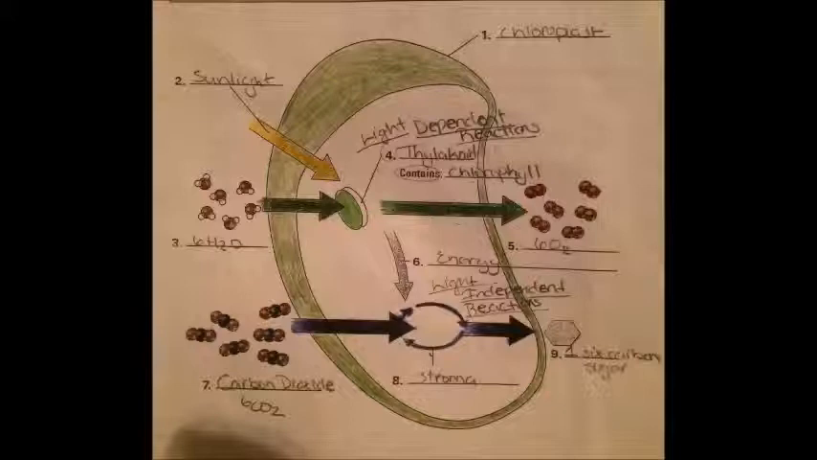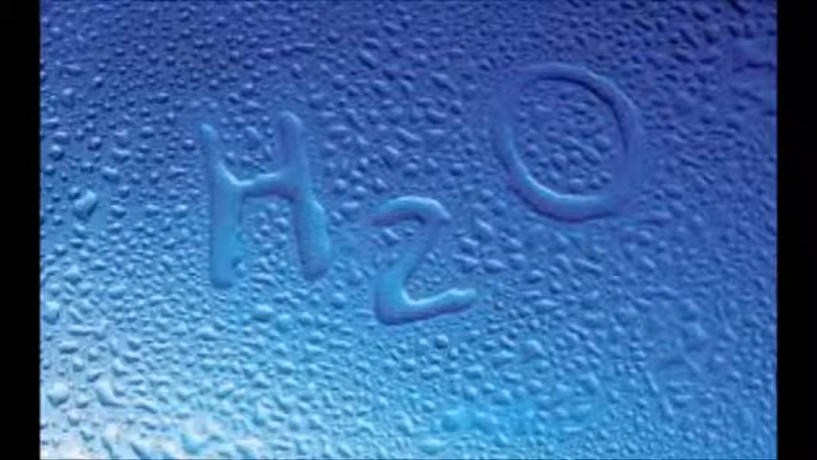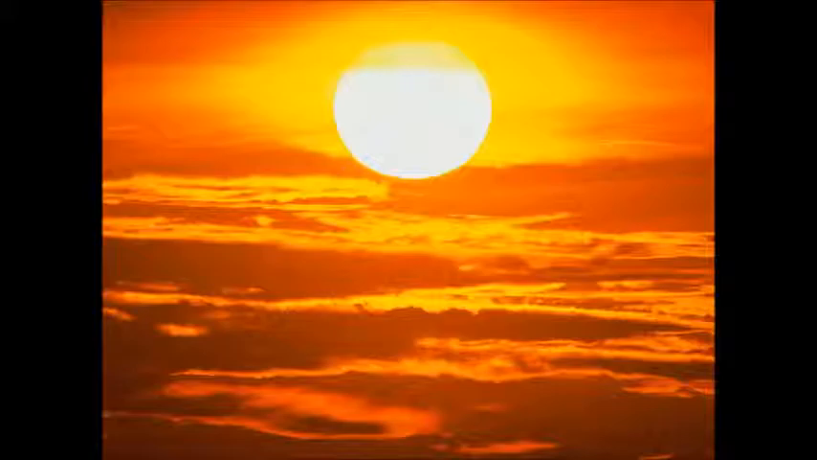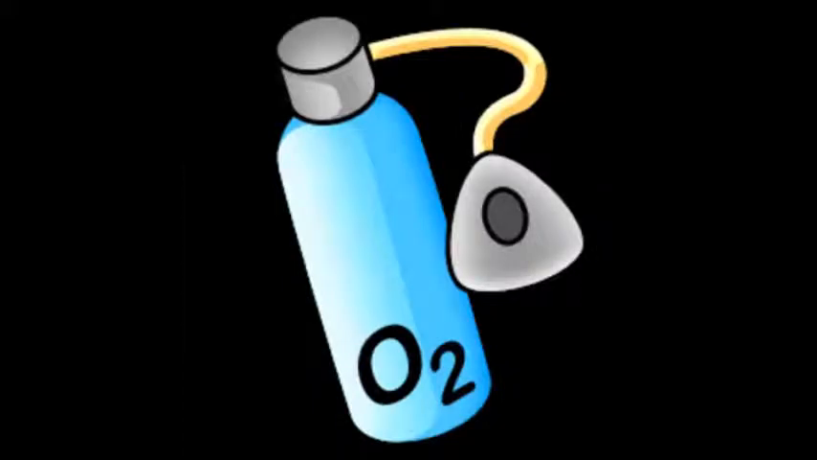So out of all that work, we got 2 products from 3 reactants. The reactants are 6 molecules of CO2, which is carbon, 6 molecules of water, and light. And the products that we got are one 6-carbon sugar, or glucose, and 6 molecules of oxygen.